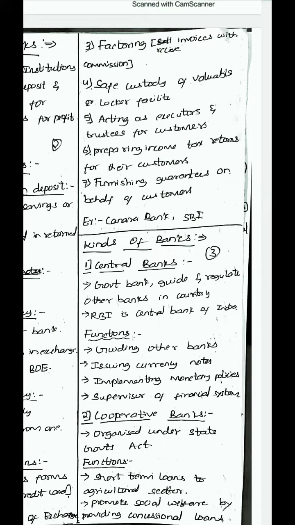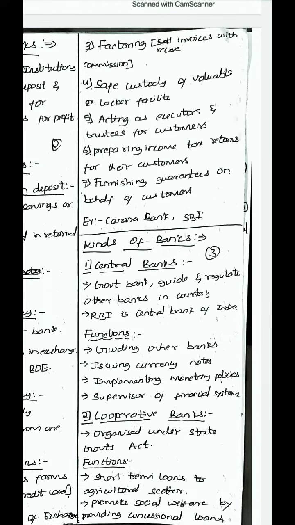Then the next is factoring. Factoring means when a person is about to receive money, for example, say he will be receiving money after 4 months from a certain individual, he has an invoice for it. So he will go to the bank and sell that invoice if he needs urgent money. So the bank will give him urgent money on charging a certain commission. Say for example, he is receiving 10 lakh after 4 months, so the bank will charge rupees 40,000 commission and give him 9,60,000 rupees in return for the invoice, and the bank will take the full money from that person after 4 months. This is called factoring.